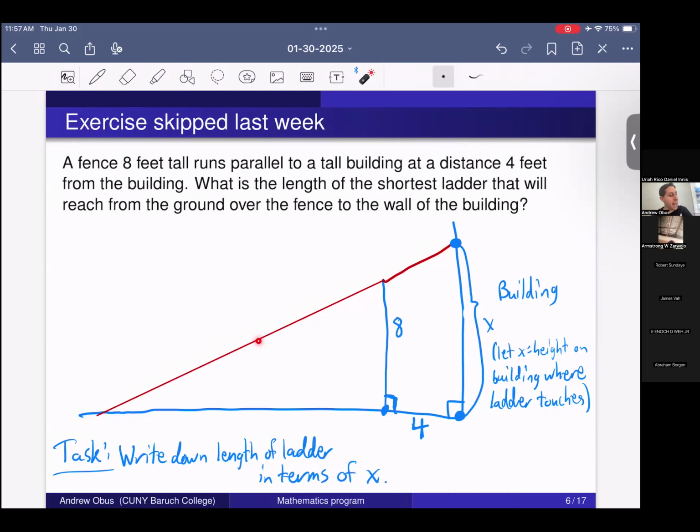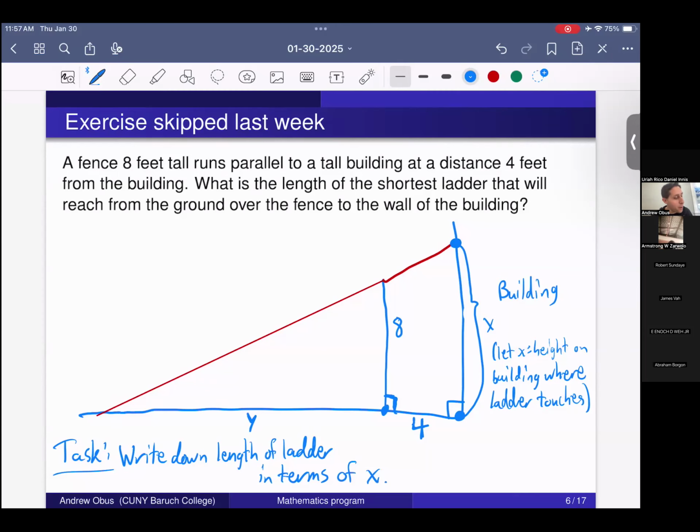And the answer is yes, we will use the Pythagorean theorem. But if we want to use the Pythagorean theorem, where we have this X, we have this 8, we have this 4, we're going to have to figure this out too, right? We're going to need to figure out there's some other length Y over here. So the question is, can we write down y in terms of x?